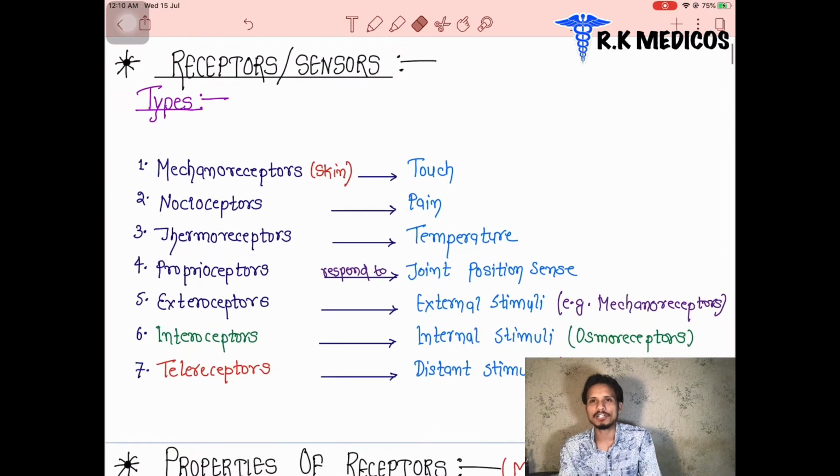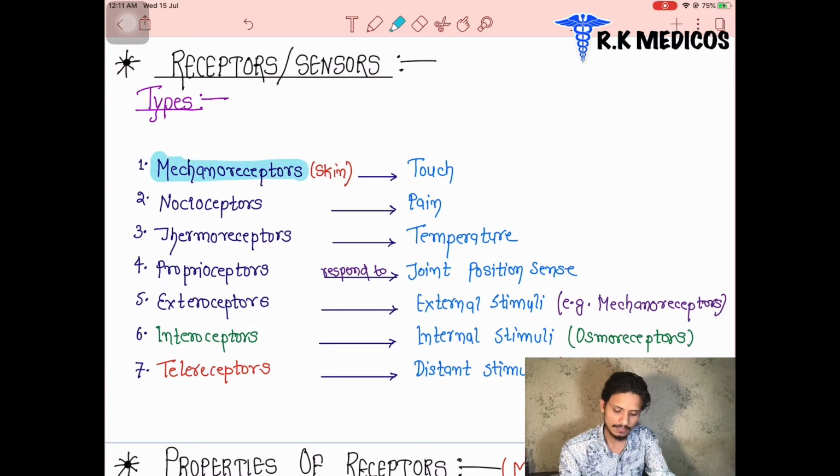What are the receptor types? Now we have discussed that the receptors are located on the skin, but now we are going to discuss the different types of receptors. We can see here there are seven different types. The first one is mechanoreceptors. They are related to mechanical activity. Mechanical activity is done by touch, so the touch receptor is the mechanical one. They are located on the skin.